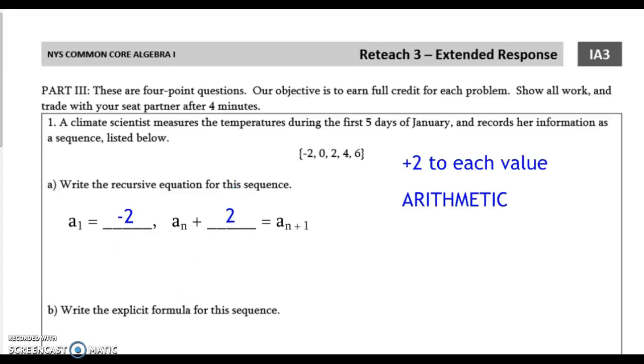And recognize that there are two parts to a recursive equation. The first part is the starting value, and the second part is the pattern.